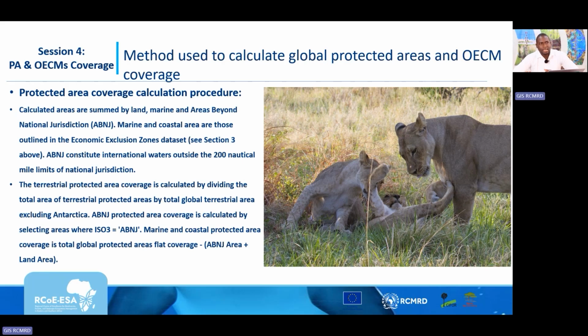So the terrestrial protected area coverage is calculated by dividing the total area of terrestrial protected areas by the total global terrestrial area, excluding the Antarctica region. That will give you the statistics for the global protected area coverage. The areas beyond national jurisdiction protected area coverage is calculated by selecting the area where the ISO 3 is the ABNJ. ABNJ is the areas beyond national jurisdiction.